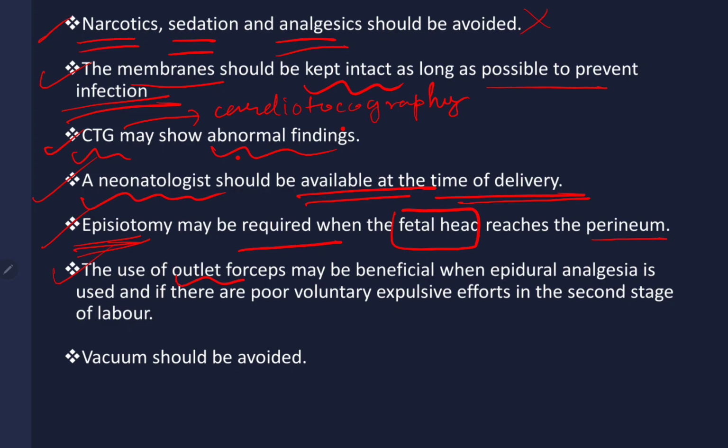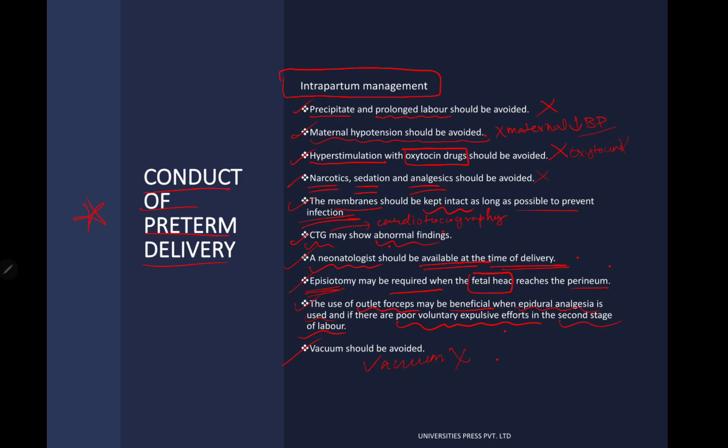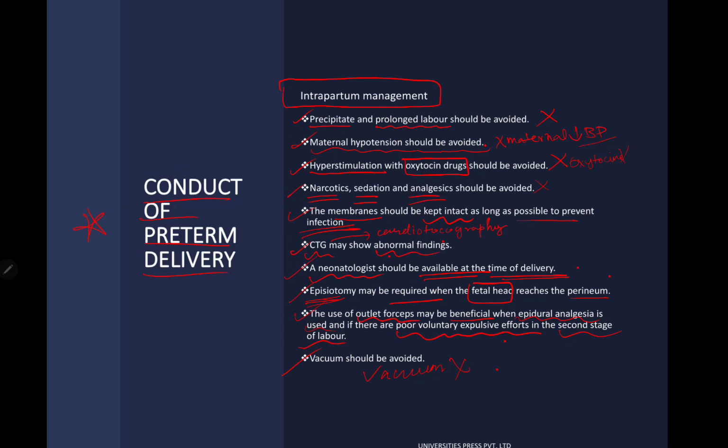The use of outlet forceps may be beneficial when epidural analgesia is used and there is a poor voluntary expulsive effort in the second stage of labor. Vacuum should definitely be avoided. So this is the intrapartum management and conduct of a preterm delivery.